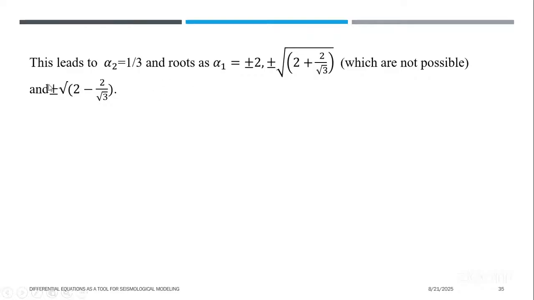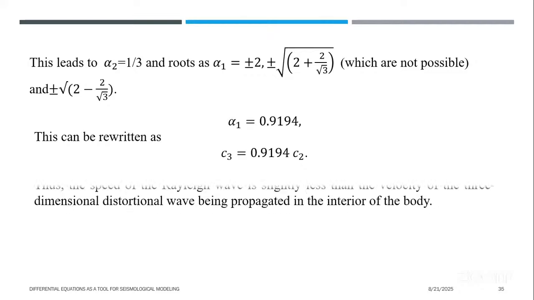And that is obtained by the plus of under root 2 minus 2 upon root 3. So C3 upon C2 is going to be plus under root 2 minus 2 upon root 3, and that is 0.919, which can be written like this. So what you can see is that the Rayleigh wave speed is 91.94% of the shear wave speed of the medium.